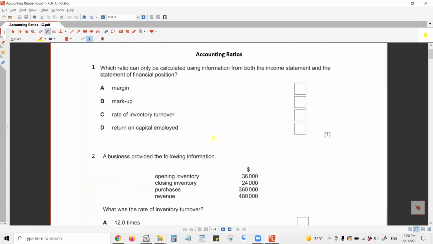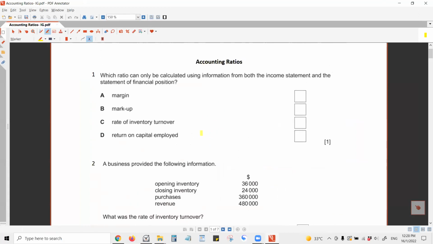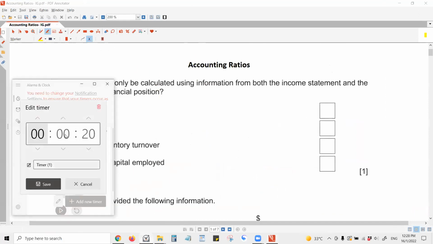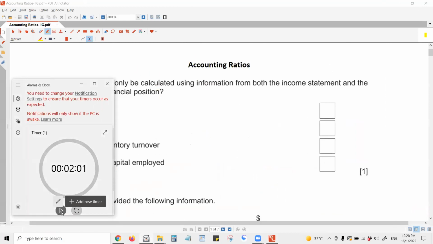You try to look at this page. Sorry, you look at my screen. You don't have this PDF. Then you answer question 1. You tell me A, B, C, or D. Then I will tell you right or wrong. I wait for you. 2 minutes. If you need to look at the notes, go on and look at the notes. I wait for you.